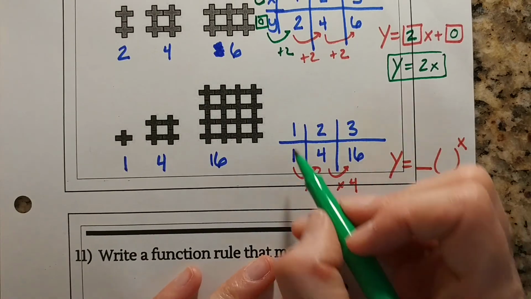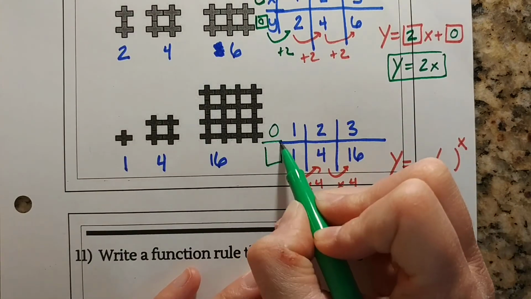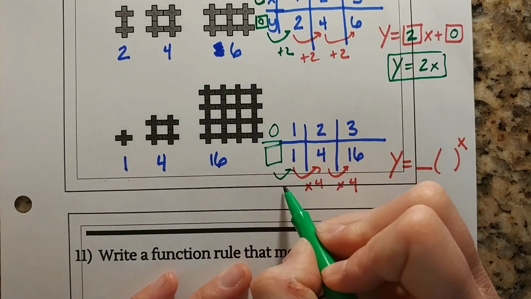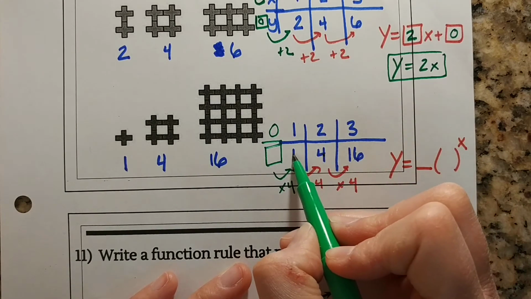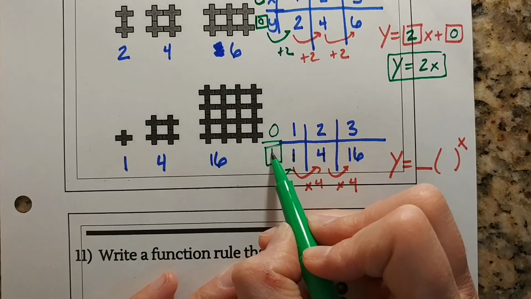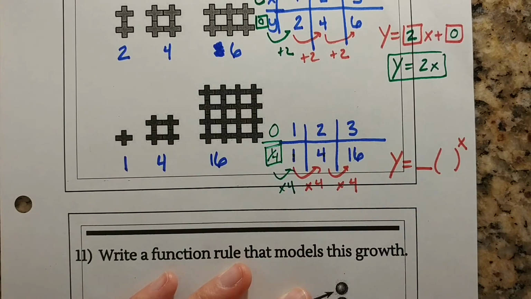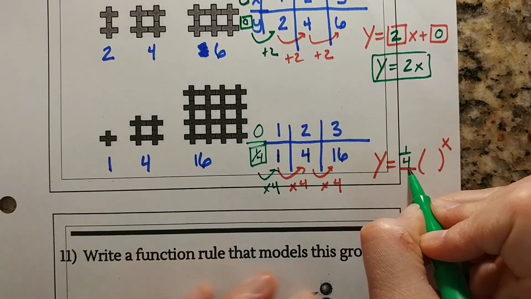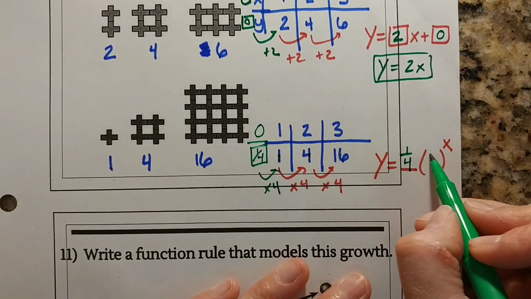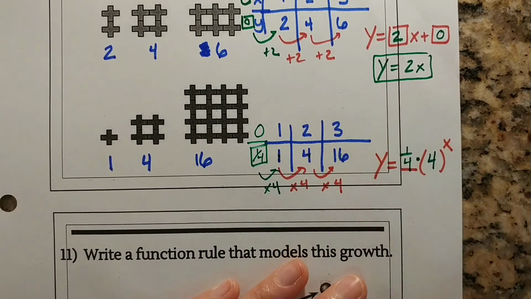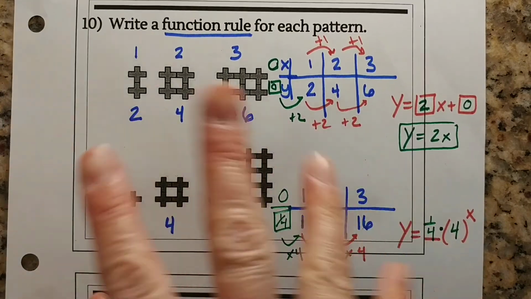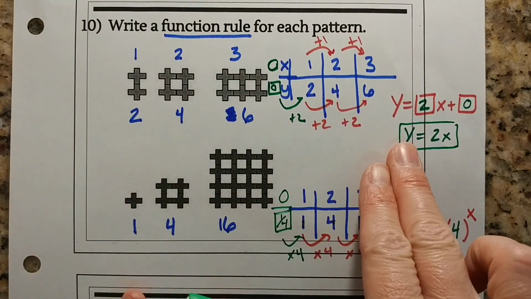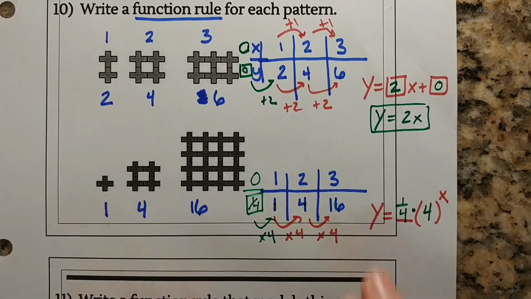So where does the function start? Let's go back to 0, when x is 0. If this is multiplying by 4, then I divide by 4. Divide by 4, divide by 4. What's 1 divided by 4? Yep, 1 divided by 4 is 1/4. So 1/4. And now what's happening each time? We're multiplying by 4. So I write 4 right here. Multiply by 4. So there I have function rules for like a pattern, a picture. I have a linear, and then I have an exponential.